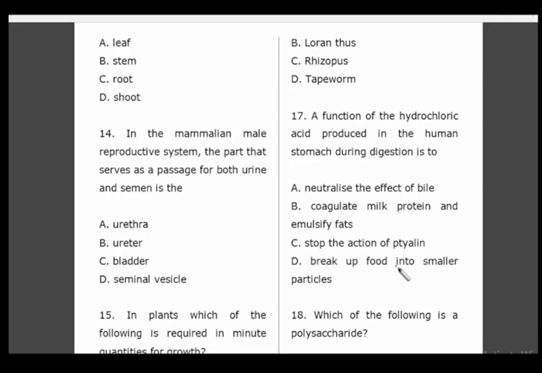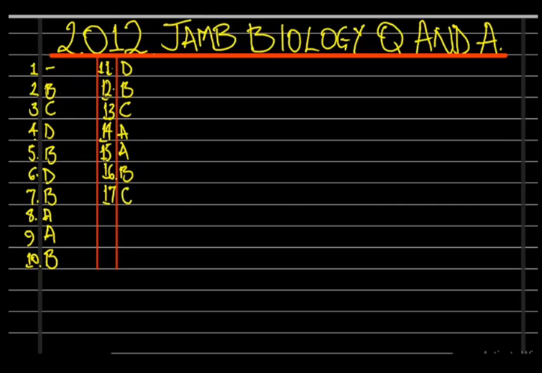So the action of that thiolin in the mouth needs to be nullified so that other pancreatic enzymes, particularly for carbohydrates, which is going to be the amylases, can actually come into play. So that is the answer to that question. The answer to question 17, which is the function of hydrochloric acid, is to stop the action of thiolin. Option C.